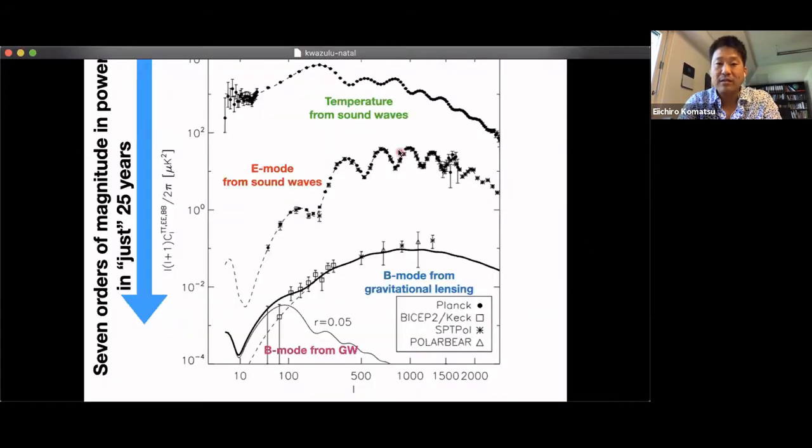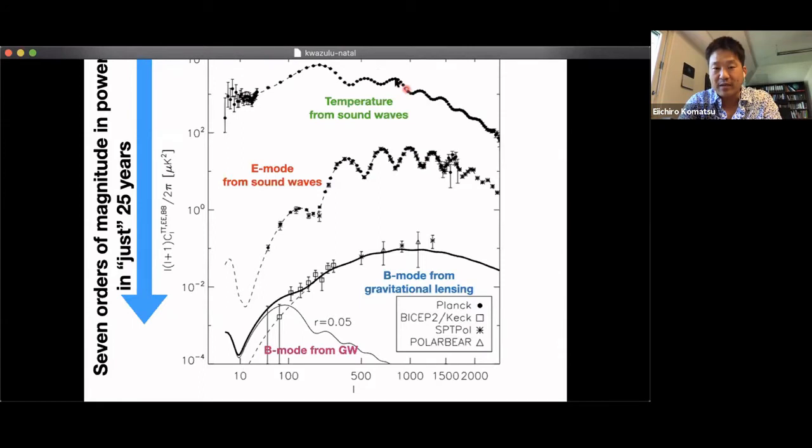Okay, now this part here is the power spectrum coming from the temperature anisotropy. This is E mode polarization. But this E mode polarization comes from the sound waves.